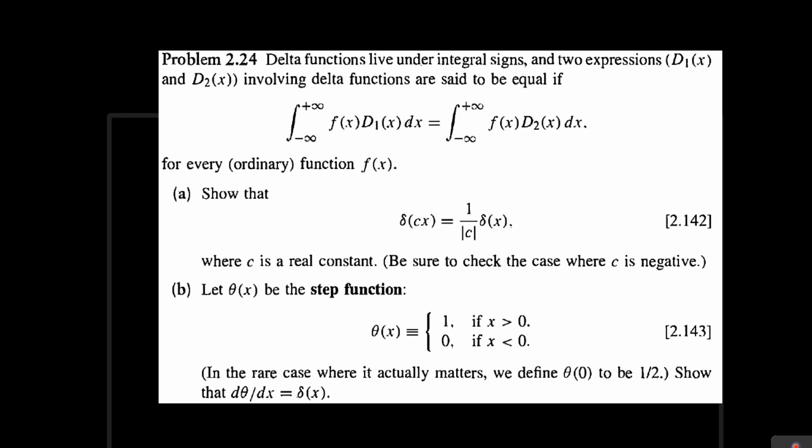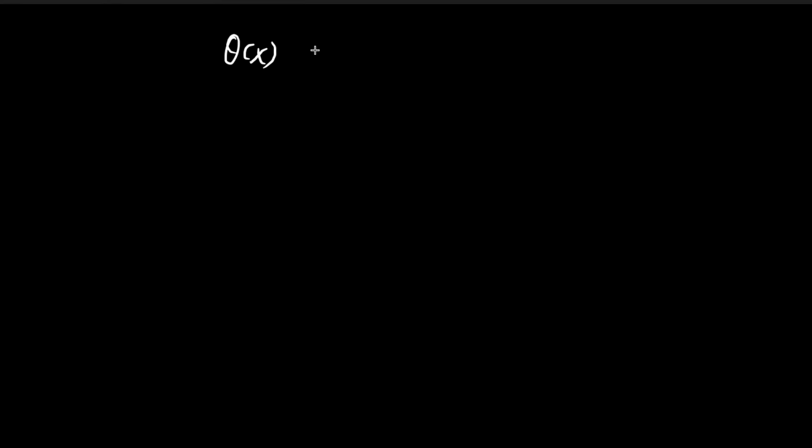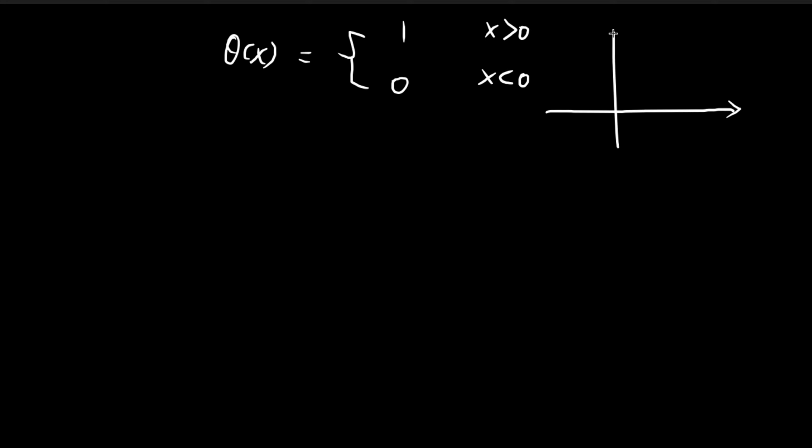So let's move on to part B. In part B, we're given this so-called step function, which is equal to 1 when x is larger than 0, and it's equal to 0 when x is smaller than 0. You can represent this graphically like this. When x is smaller than 0 within this domain, theta of x is equal to 0, and when x is larger than 0, it's going to be equal to 1. So this is what theta of x is going to look like.